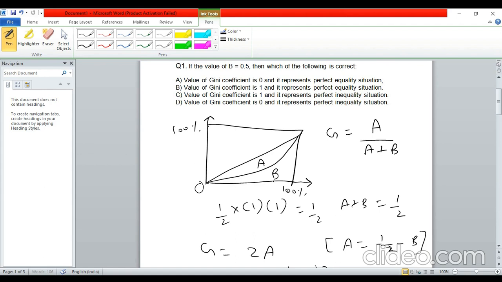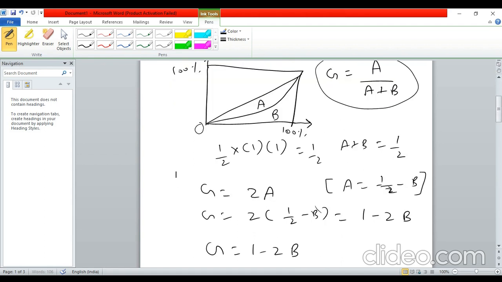Now, I generally do not remember the formula of Gini coefficient, because whenever I try to mug up something, I kind of make a mess of it. So what I try to do is remember this formula, which is very easy to remember: Gini coefficient is A by A plus B. Now here we are given B as 0.5. Now A plus B is also equal to 1 by 2.